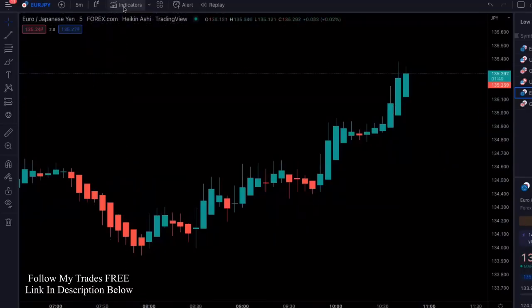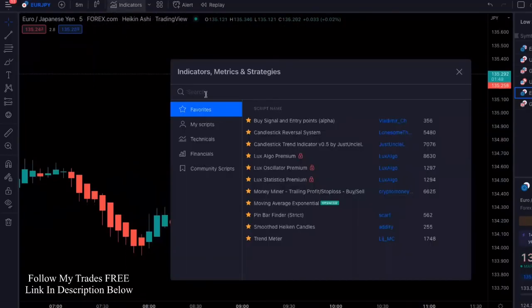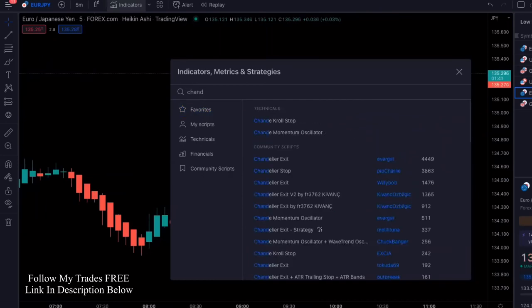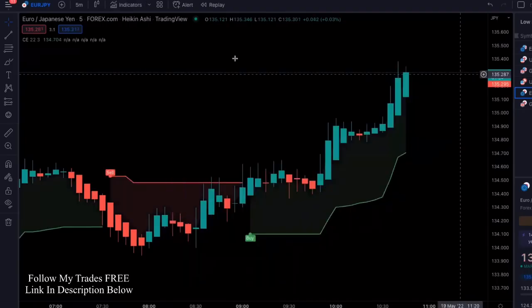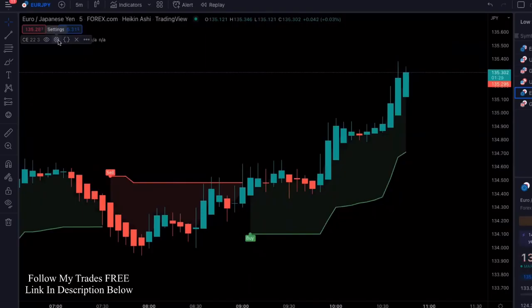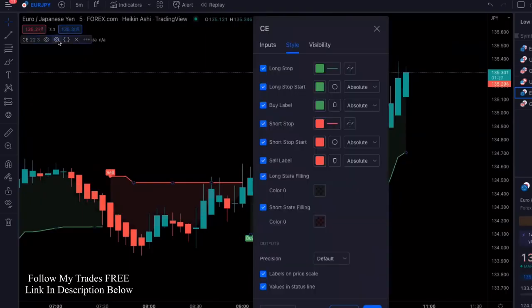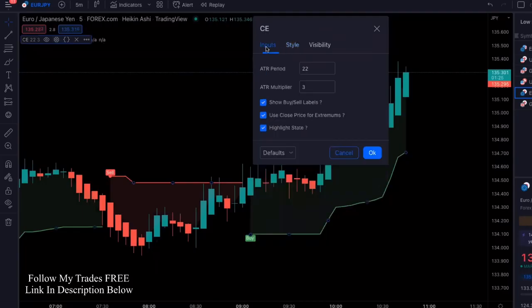So go into indicators and type in chandelier exit. All right, by Everget. This is the one that you're going to use, the one by Everget. And then we're going to make some changes to this. Click on the settings right here, and in the inputs, we're going to change the ATR period to 1.